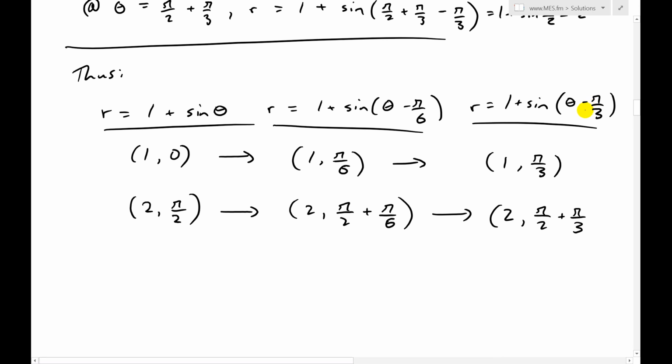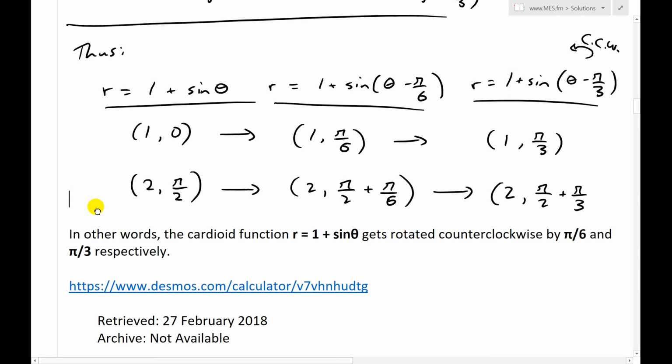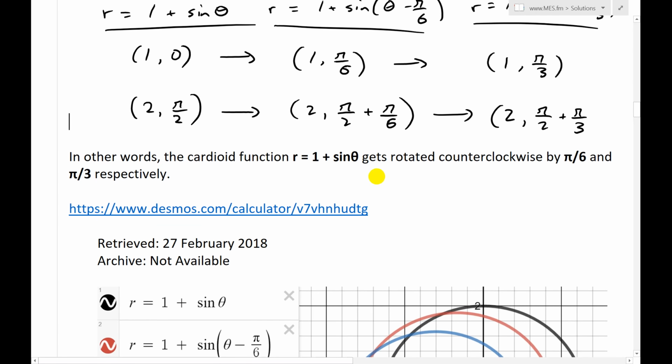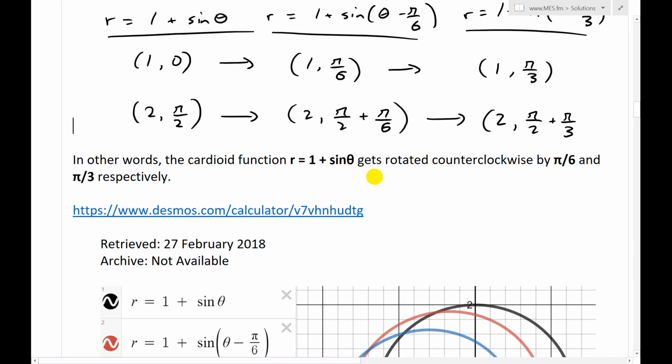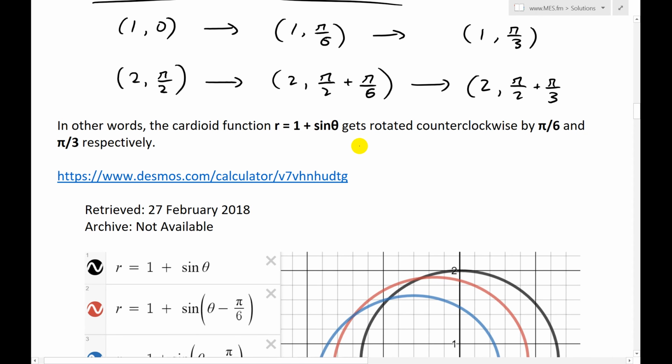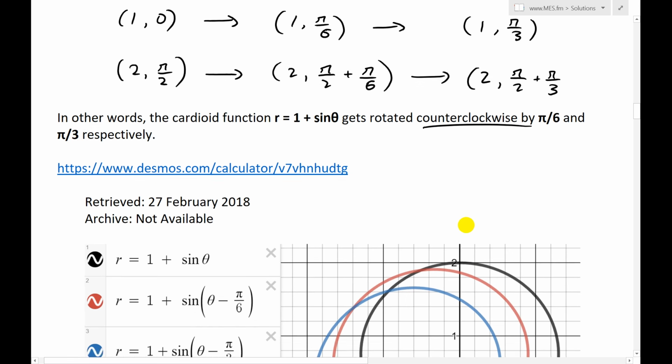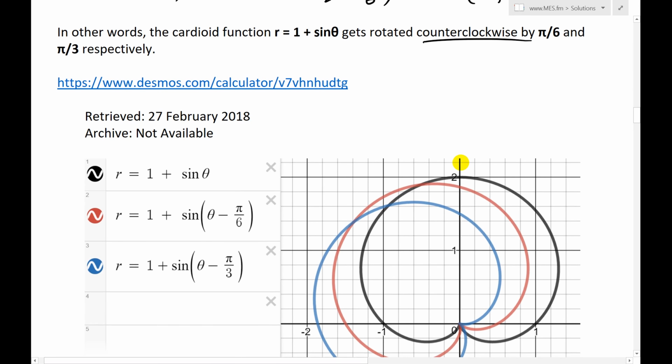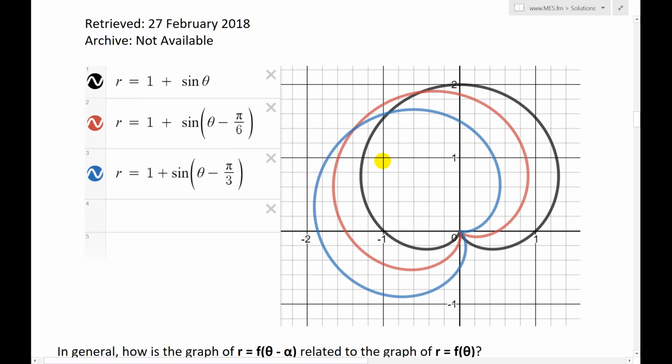So we're always rotating counterclockwise. Yeah, so I wrote that down. So in other words, the cardioid function, or the heart-shaped function, r equals 1 plus sine theta gets rotated counterclockwise by pi over 6 and pi over 3 respectively. And if we graph that out using the Desmos graphing calculator, here is in black, and there's the 1, 0, and notice how it's just getting rotated.